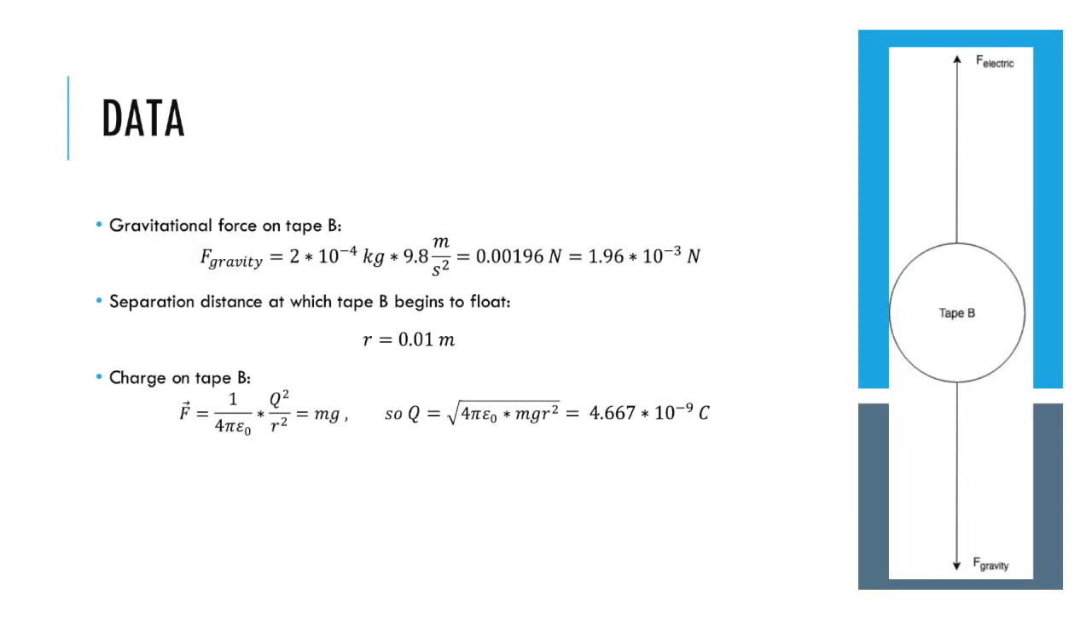Data. So we know that the force of gravity is just going to be equal to mg, which is 1.96 times 10 to the negative 3 newtons. The separation distance at which the tape begins to float is just a measurement, which is 0.01 meters.